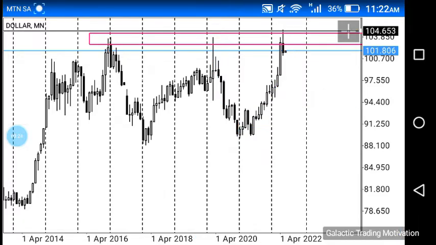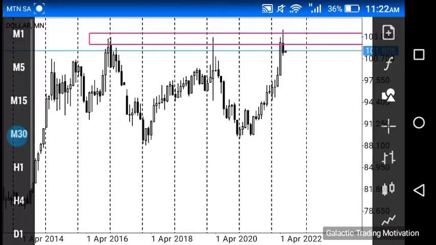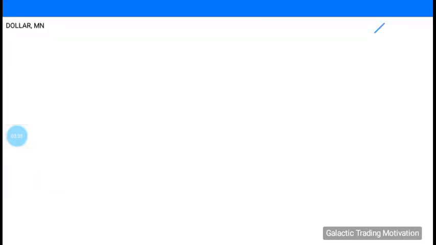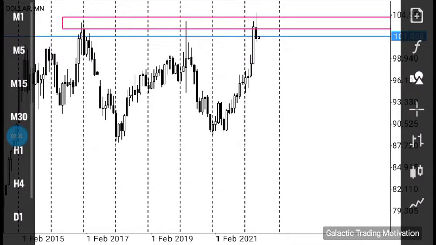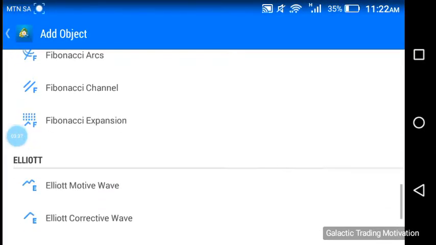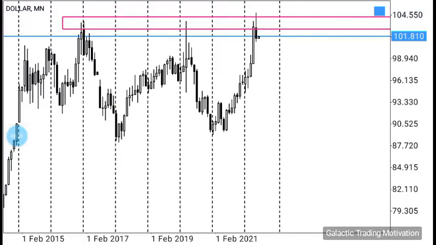What I'm going to do now is just add a neckline to that W structure. Just bear with me, guys. Let's see. Here we go. Here's our W structure, and that's our neckline.